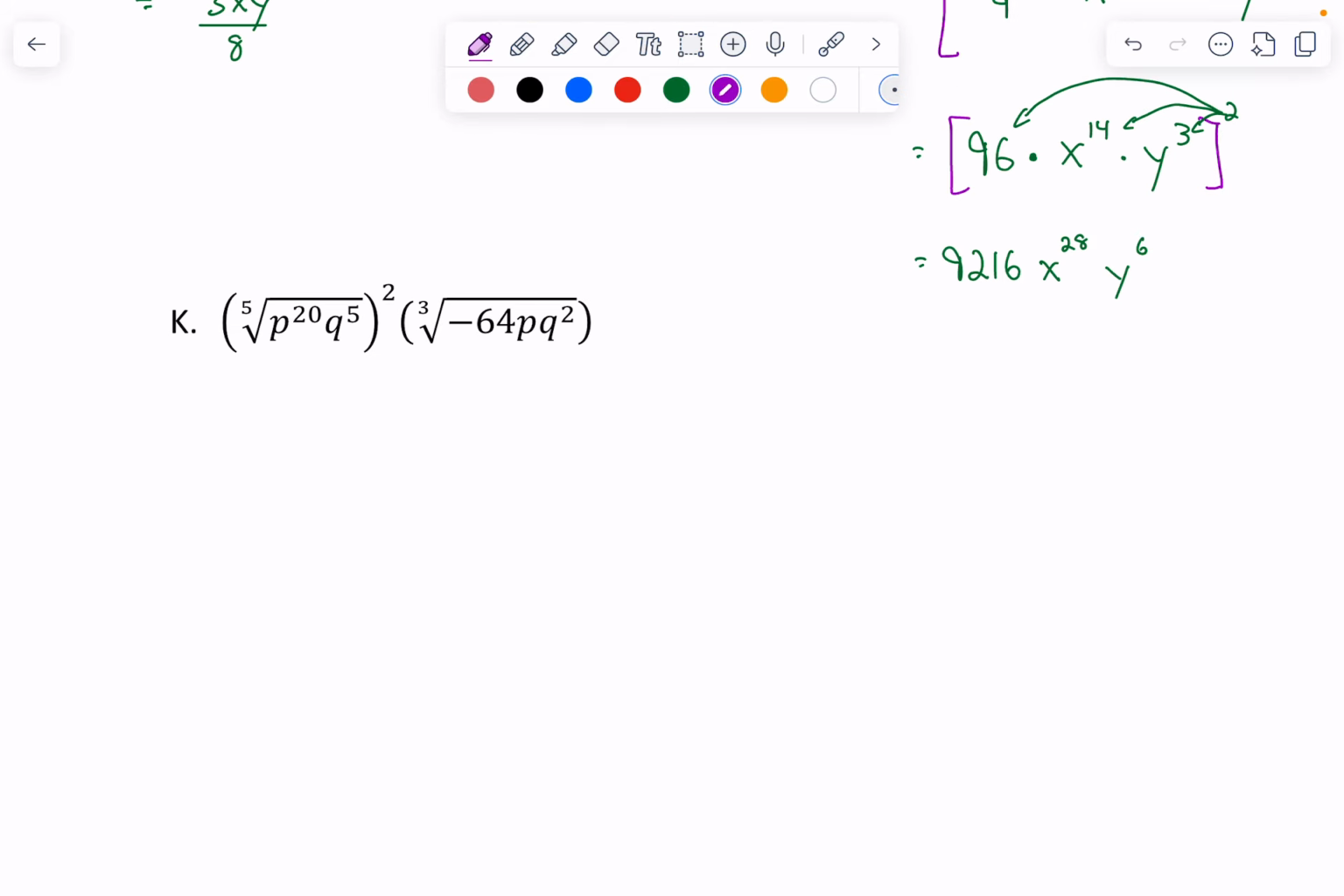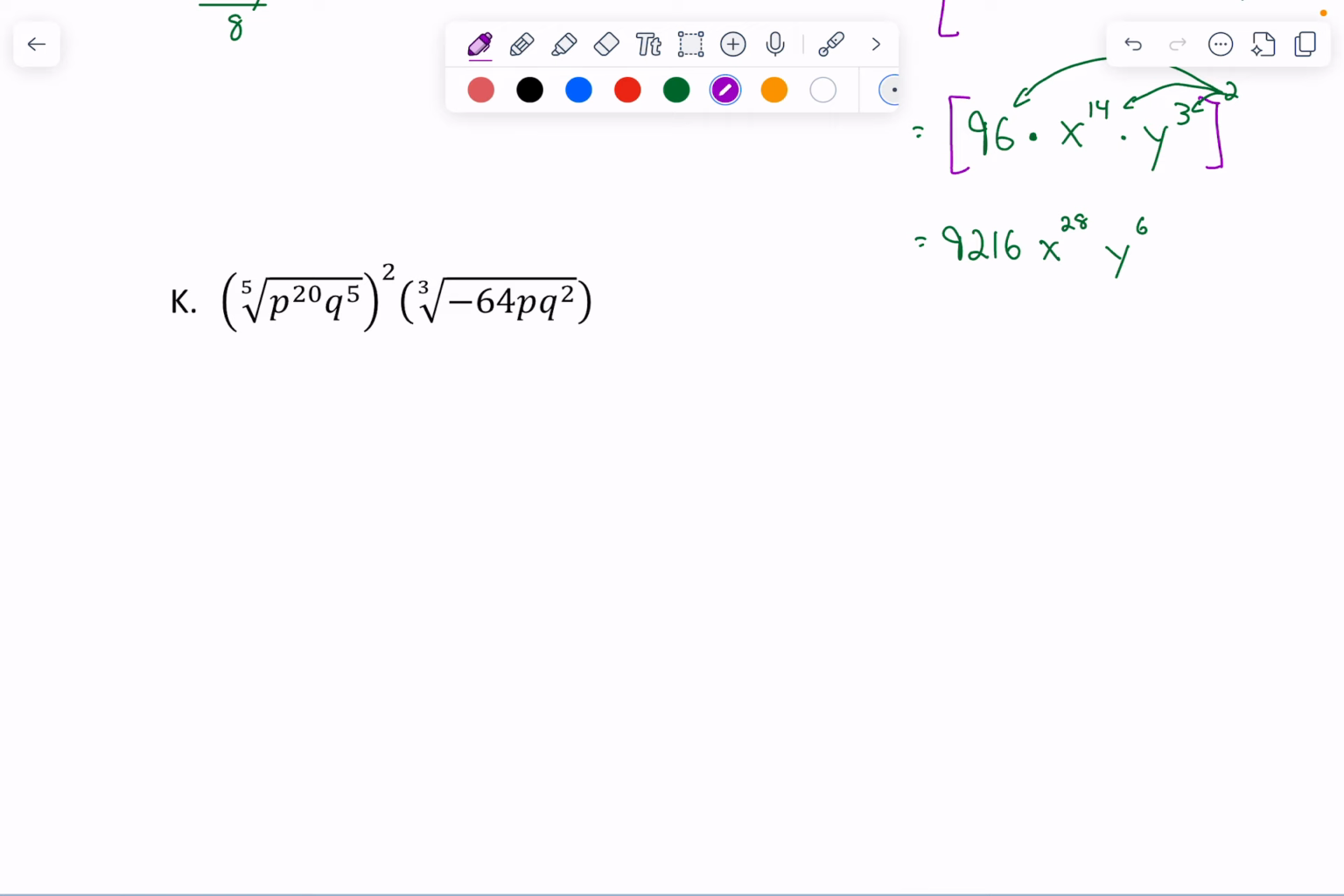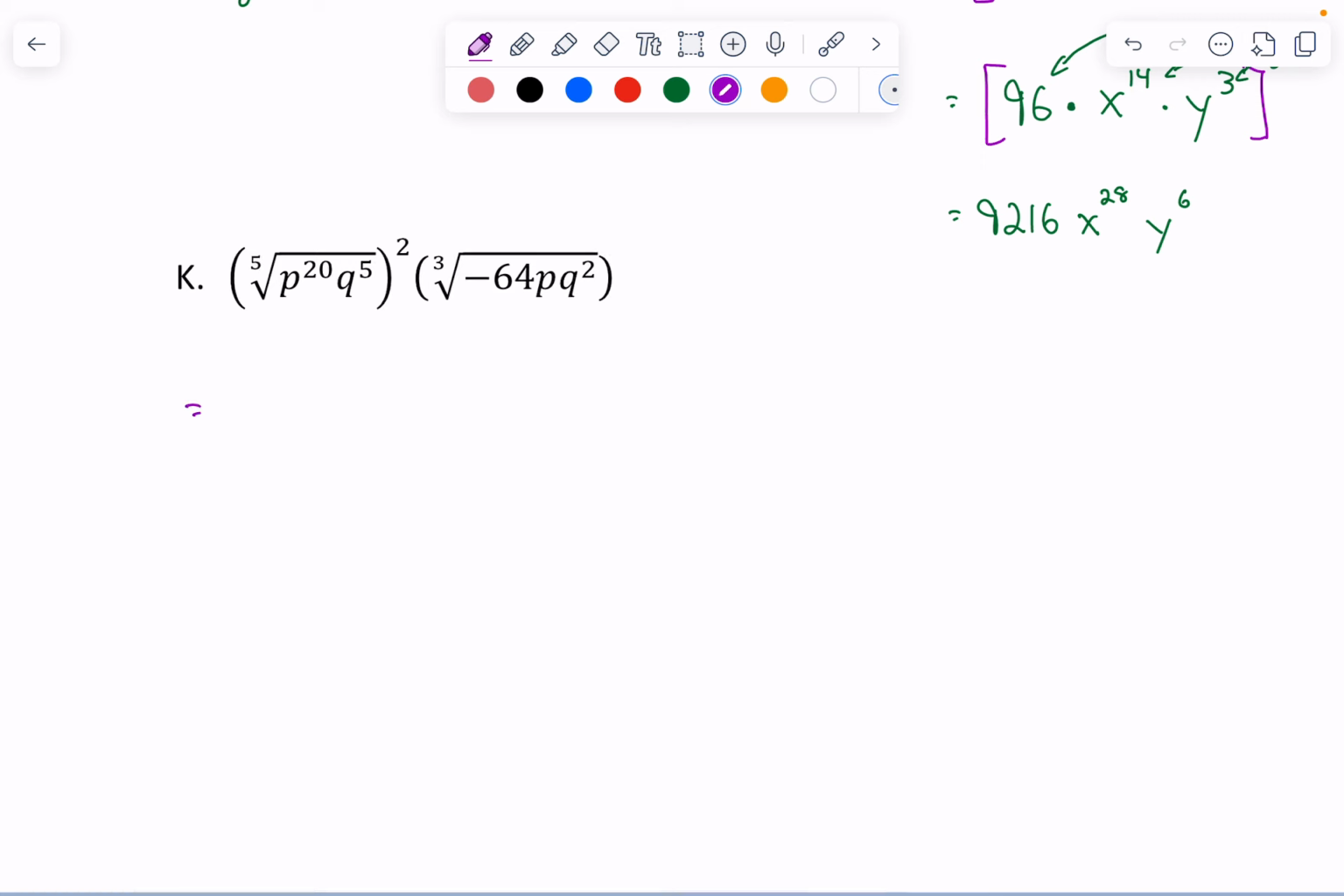Last problem. We have k, and under the square root, we have p to the power 20, q to the power 5, and then we have under the cube root, that's all being multiplied under the cube root, negative 64 p cubed q squared. So, how to approach this? Well, think of this on the inside here as me saying p to the 20, q to the 5, all of this is being put to the power of a fifth and then being squared. Same thing on this one. We have on the inside here minus 64 p q2 all being put to the 1/3.